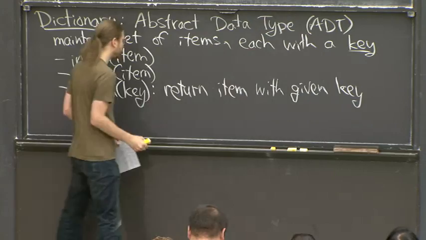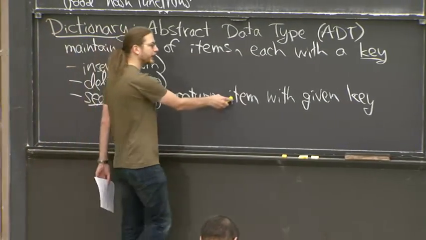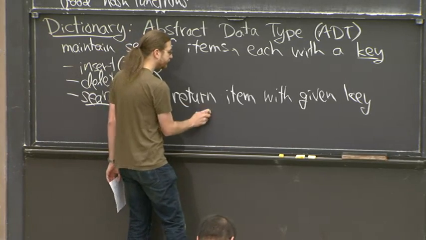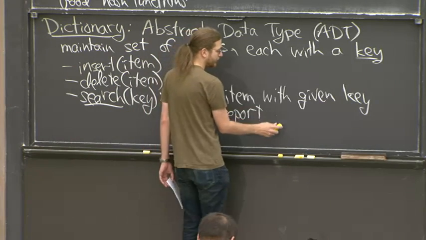So there are two outcomes to this kind of search. This is what I call an exact search. Either you find an item with a given key, or there isn't one. And then you just say key error in Python.